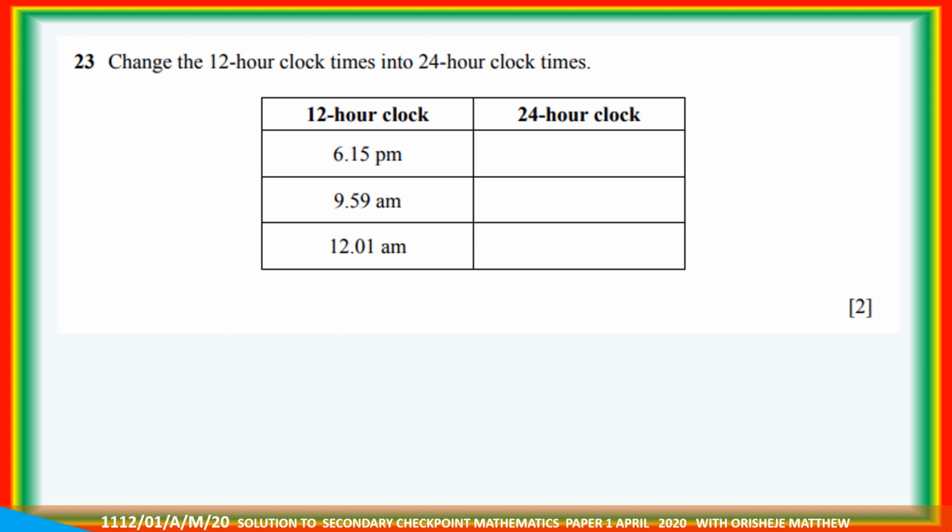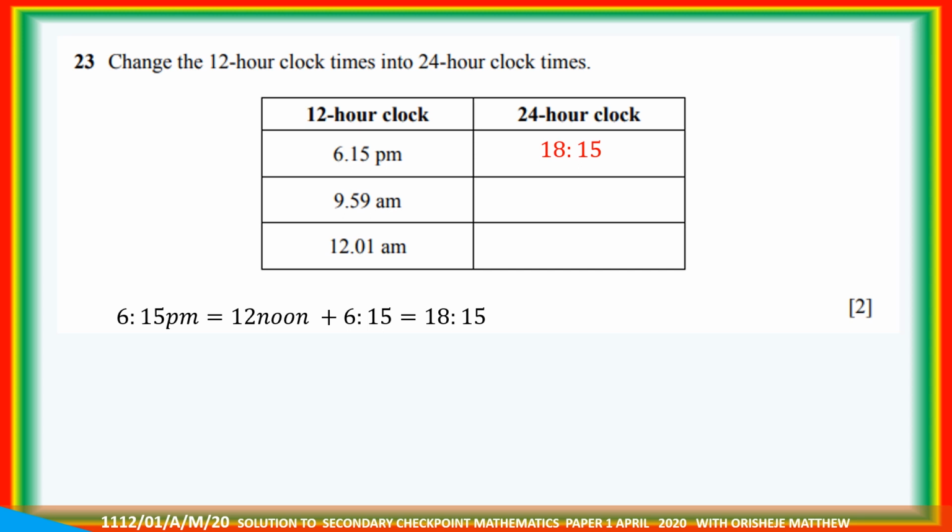Convert 12-hour clock time into 24-hour clock. Let's see how to do this conversion. 6:15 p.m. So add it to 24 hours. That means I'm adding 6 hours to 12 noon. So from 12, if you count 6, that will give me 13, 14, 15, 16, 17, 18. So 18:15. In 24 hours, you don't need to put PM or AM.